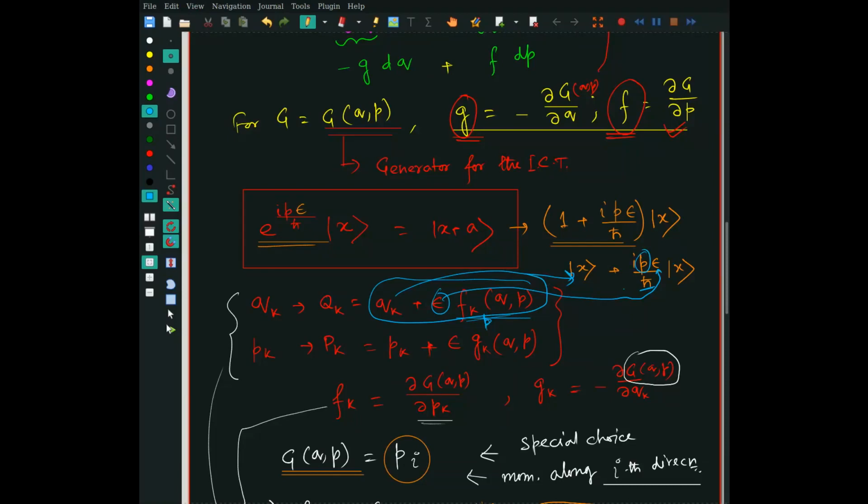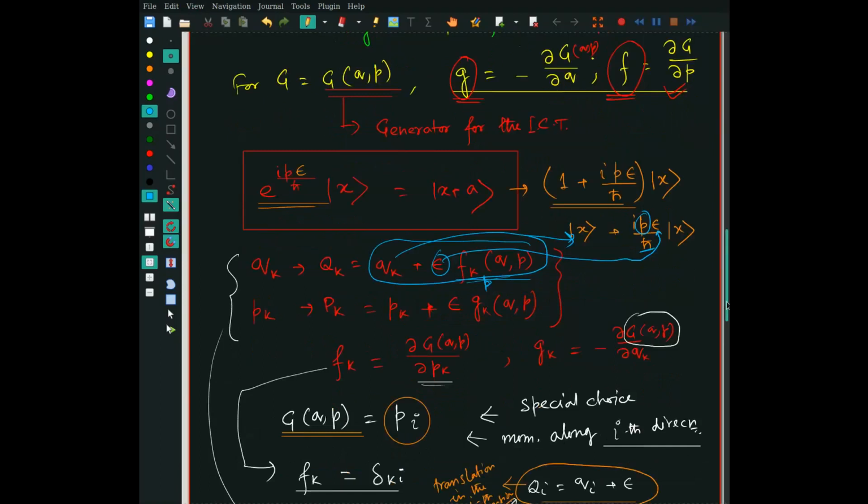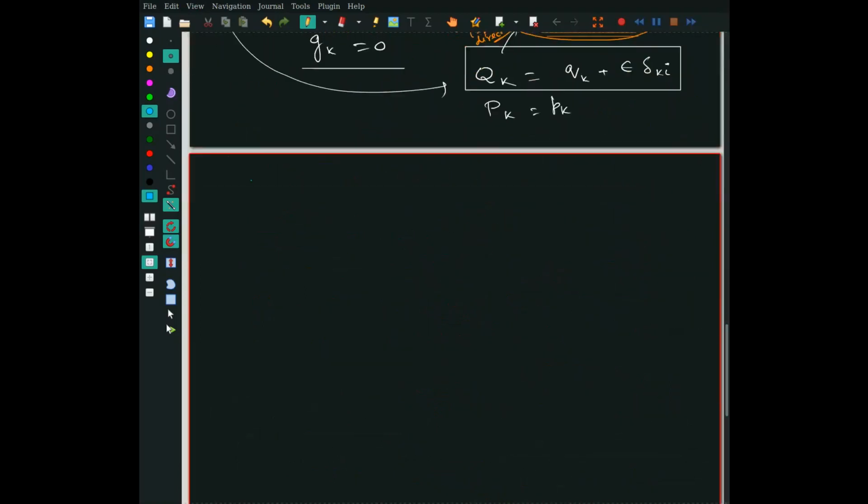So this is the quantum mechanical analog of the statement that momentum generates a translation in the coordinate space. Okay, so that is why we make this statement that momentum is the generator of translation.